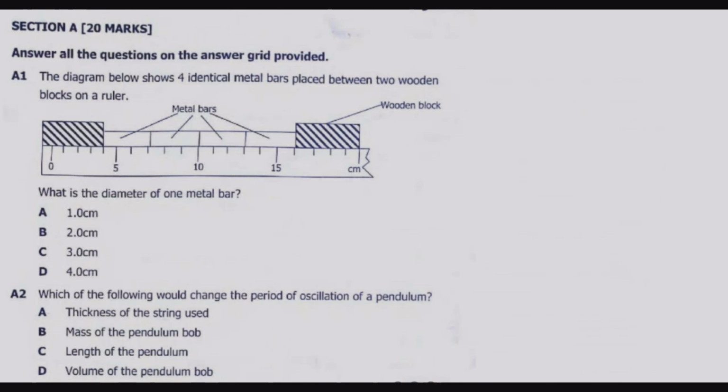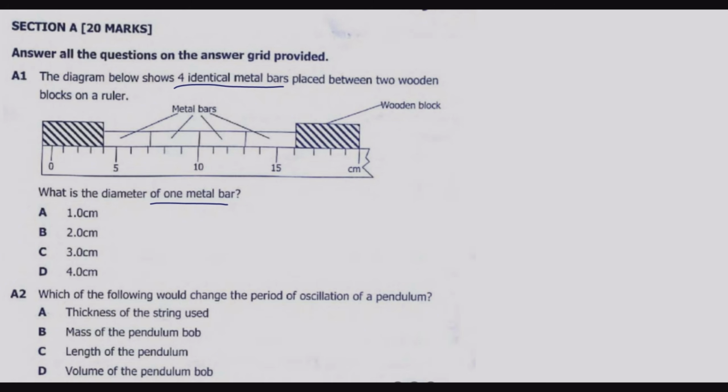Let us look at question 1. The diagram below shows 4 identical metal bars placed between 2 wooden blocks on a ruler. What is the diameter of one metal bar? The question is asking us to find the diameter of one metal bar, and we are told that these 4 are identical bars, so they are basically the same.